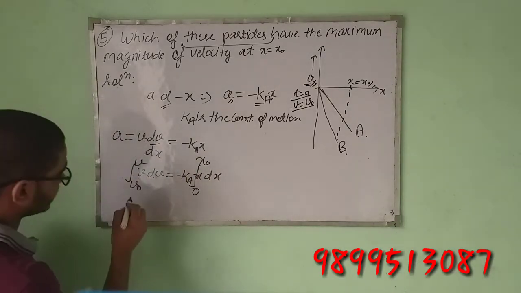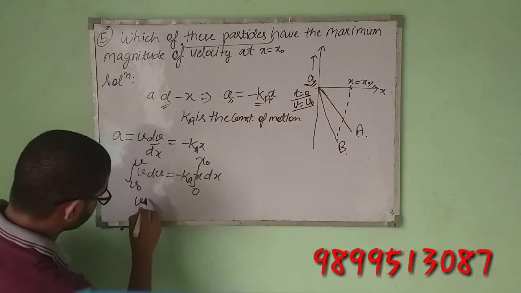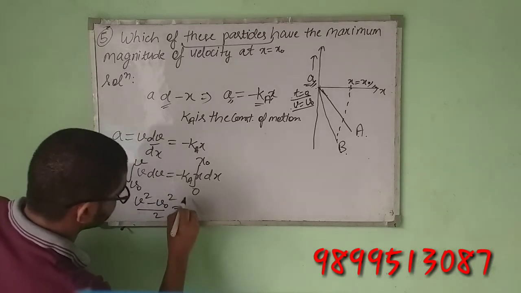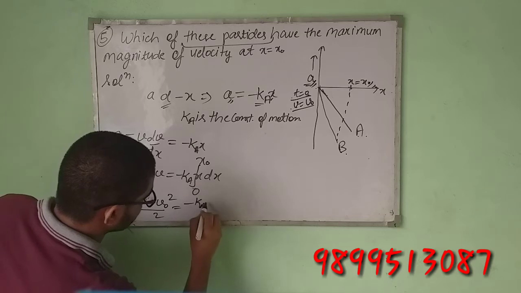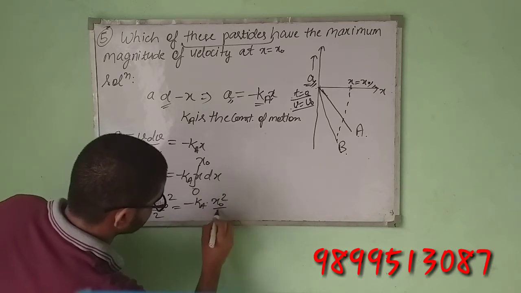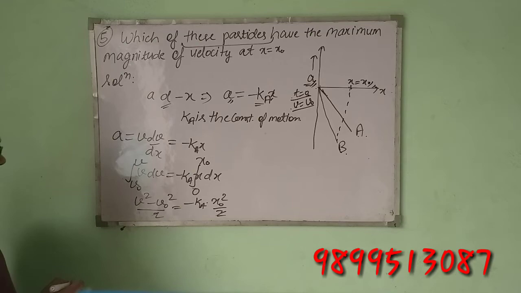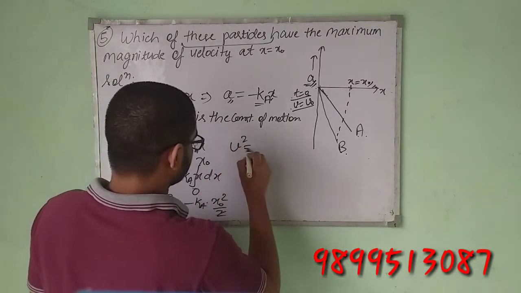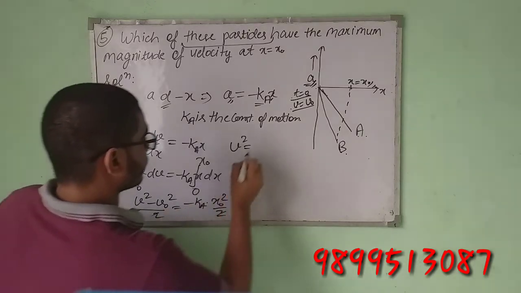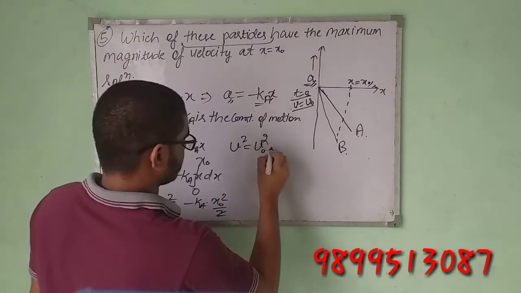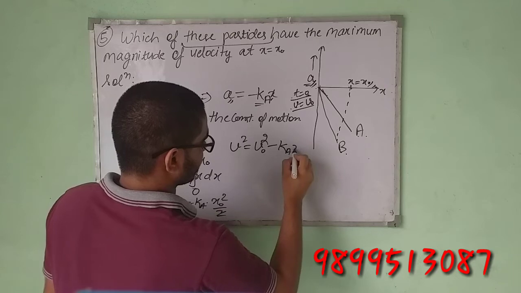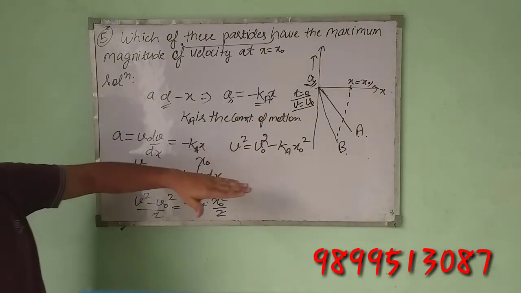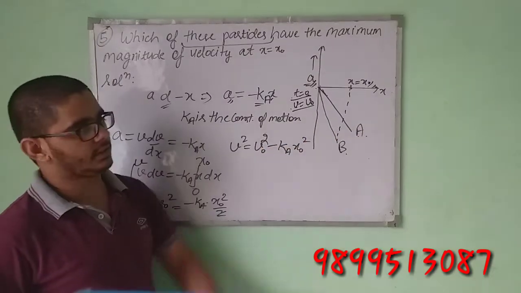After integration, this turns out to be what? V square minus v naught square by 2 is equal to minus Ka into x naught square by 2. Simply this is cancelled by this, and this turns out to be v square equal to v naught square minus Ka x naught square. Okay, this is the equation of motion for particle A.